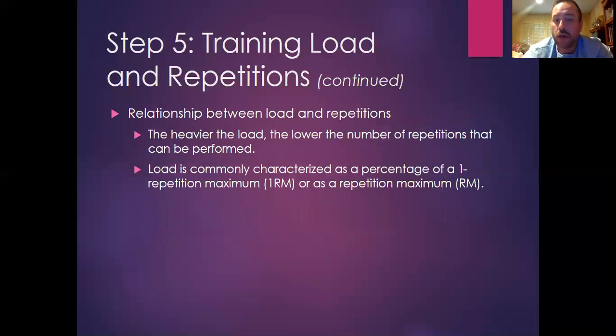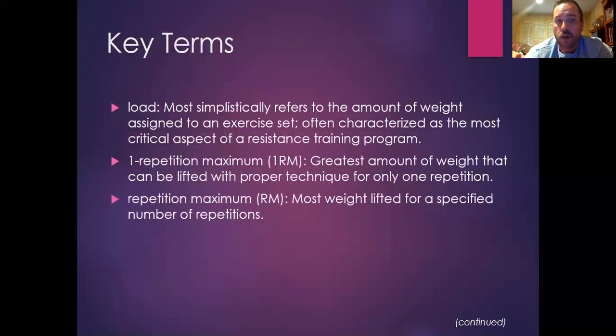The relationship between load and repetitions: the heavier the load, the lower the number of repetitions needs to be. Load is commonly characterized by a 1 rep max. So a load simply is the amount of weight assigned to an exercise set. So 100 pounds for your bench press, that's a load. 1 RM is the greatest amount of weight that can be lifted with proper technique for 1 repetition. And then rep max is the most weight lifted for a specified number of repetitions. Okay?